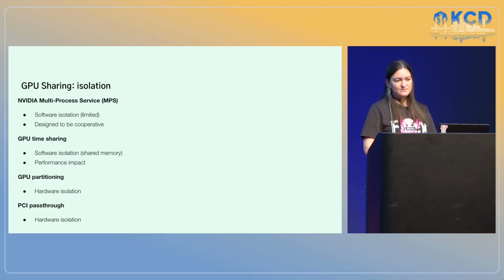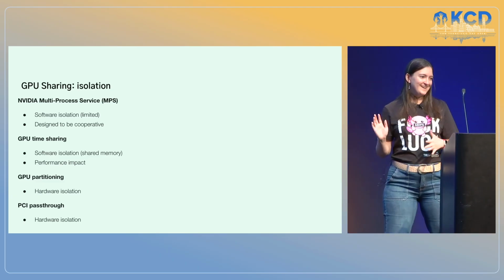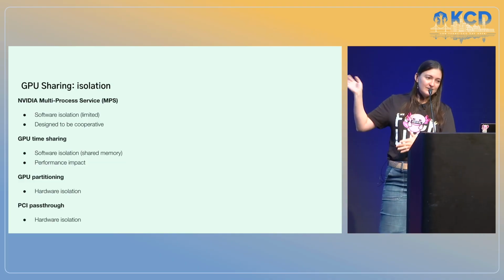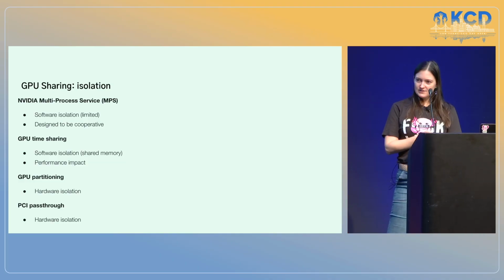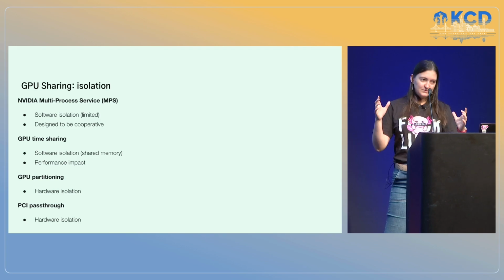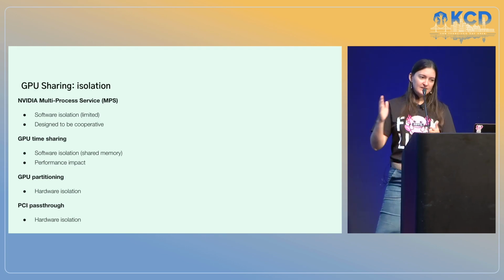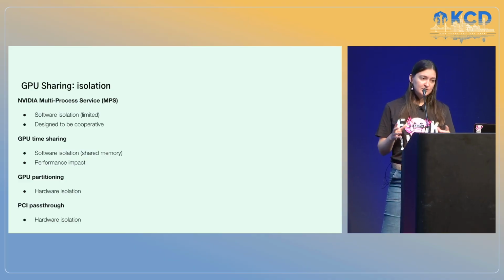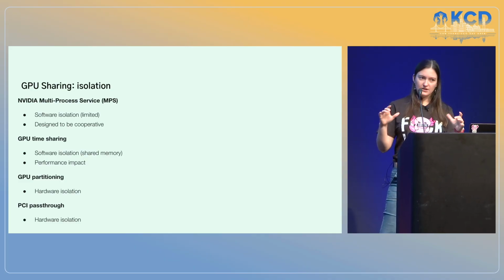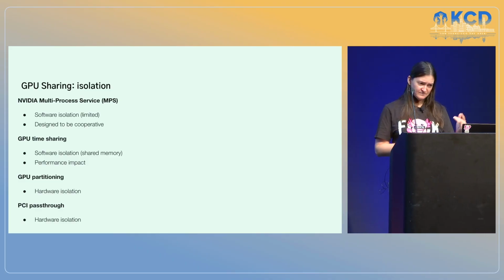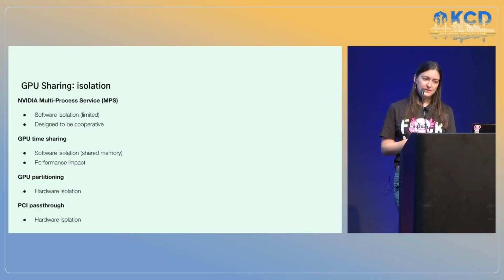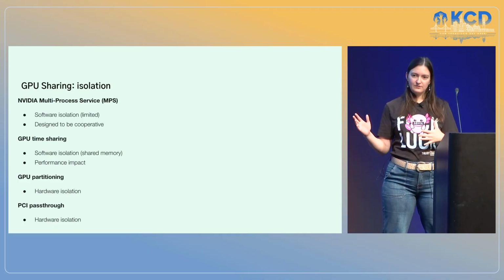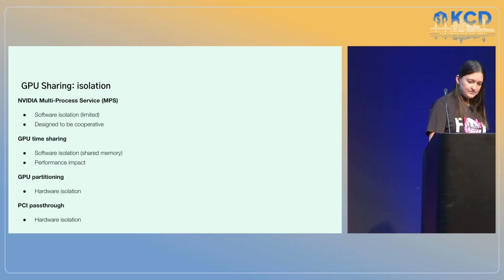And so in terms of isolation, as a summary of all the stuff I just said, this is the one slide to remember from this, is that we have stuff that's in software, which is the multi-process service. That one's not really for isolation. It's more for sharing the GPU, versus time sharing, which is more about software-based isolation between different pieces of the GPU. And there's some performance impact for that because it's running in software, which can be a factor. And then we have GPU partitioning and PCI pass-through, which if your GPU supports them, provide this more hardware-level isolation for GPUs.